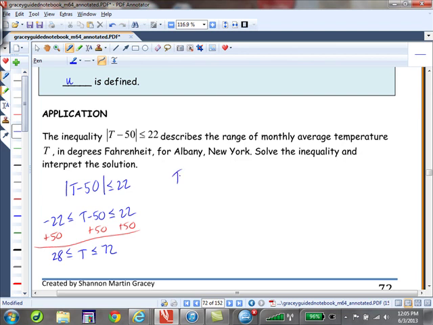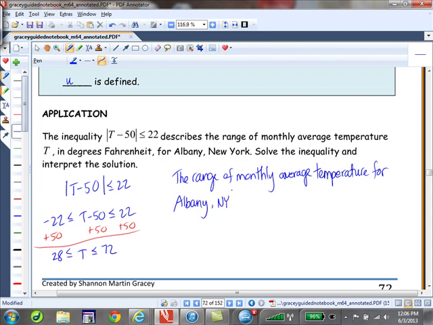So what does that mean in words? The range of monthly average temperature for Albany, New York is between 28 degrees Fahrenheit and 72 degrees Fahrenheit, inclusive, meaning that those temperatures are included.